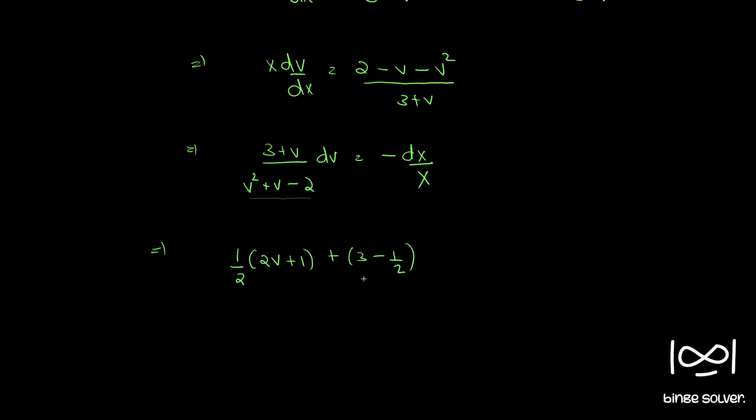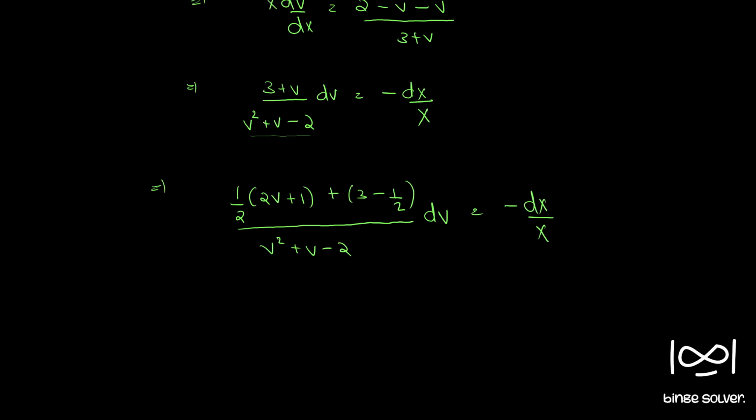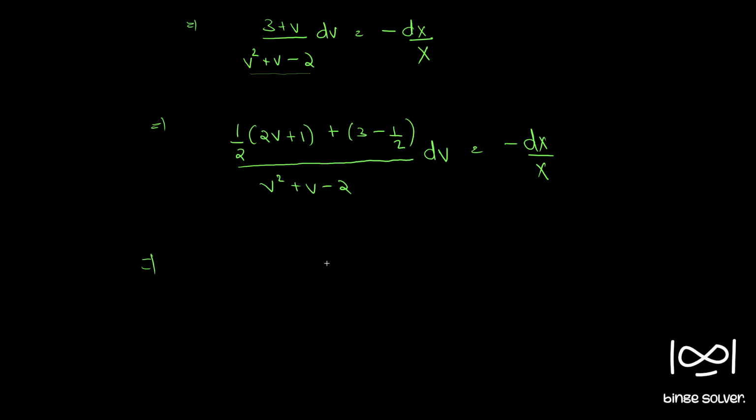So when we open this bracket and simplify, we have v plus 1 by 2 plus 3 minus 1 by 2. The 1 by 2 cancel out, and when we open up, we get 3 plus v. So we can do that, and (v square plus v minus 2) dv equal to minus dx by x. Now we'll split the terms and integrate. We will save one step.